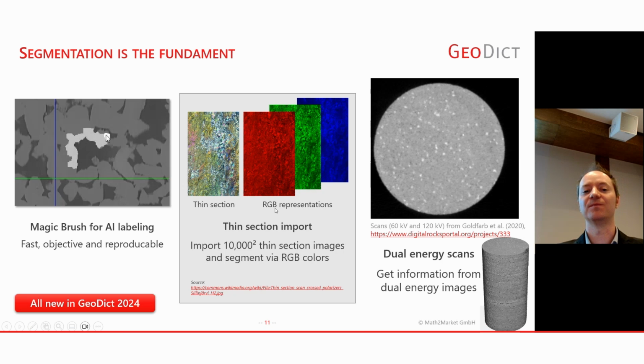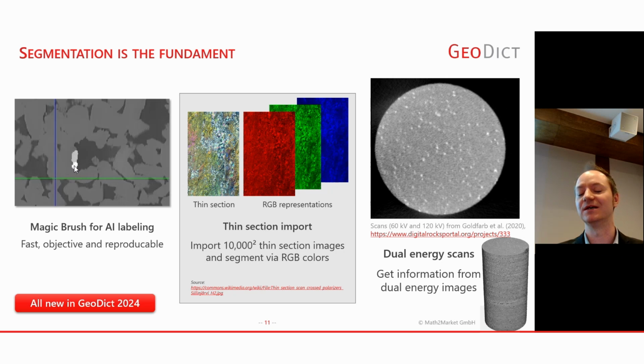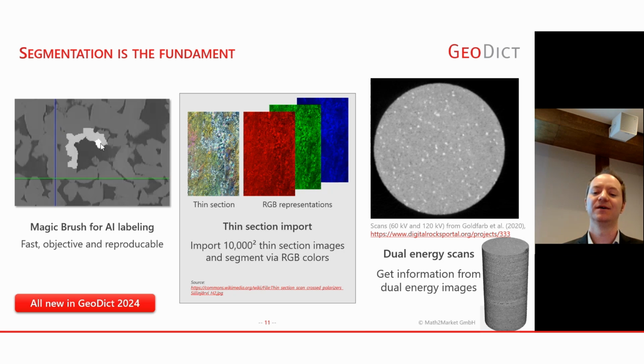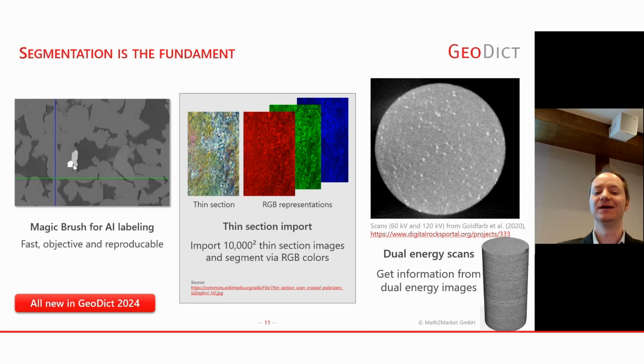Then we now have the import for RGB images. If you have RGB images, you can import them sequentially, and you can segment based on all three representations of the image. That's possible now with the new Geodict version. And also having this multimodal segmentation, you can work with dual energy scans. Here you have on the right-hand side 60 kV and 120 kV gray values, which look a little different, and you can label on both of them and combine the segmentation with a U-Net AI segmentation approach to get the most out of your images.